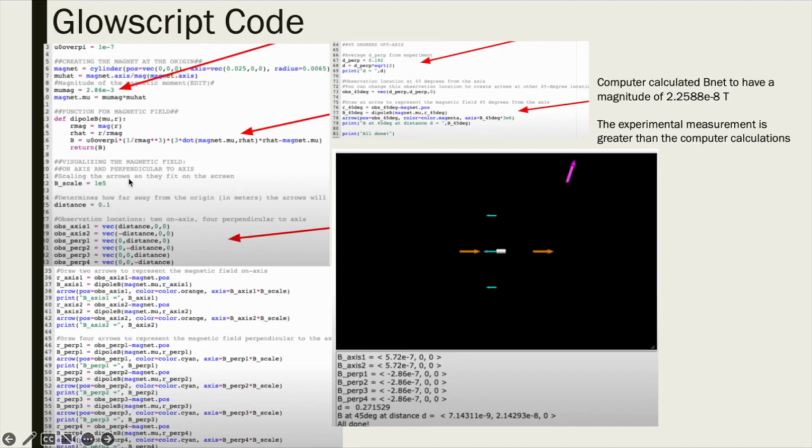The code itself, we inserted the mu moment here. We created a function to calculate the magnetic field. Then we defined those arrows on the perpendicular and the on-axis locations, and the magnetic field is calculated at each location. And then we used our experimental value of 0.192 in order to determine the hypotenuse and distance d from the magnet to the location, calculating the magnetic field at this location and printing the vector value, which was shown here of 7.14311 e to the negative 9th, 2.14293 e to the negative 8th, 0. And then we saw here that the computer calculated the B net to have a magnitude of 2.2588 e to the negative 8th Tesla, and the experimental measurement is greater than the computer calculations.